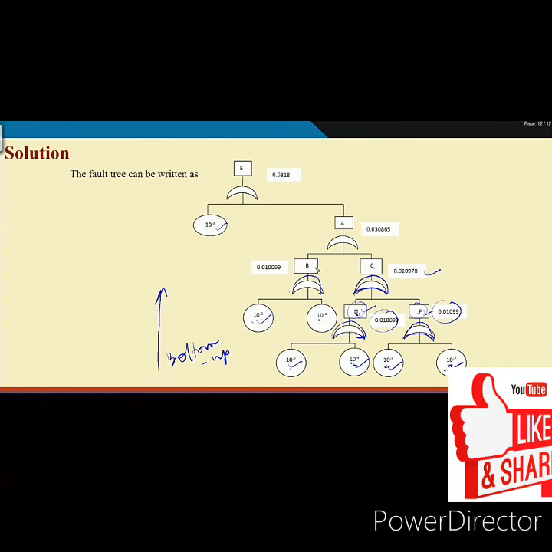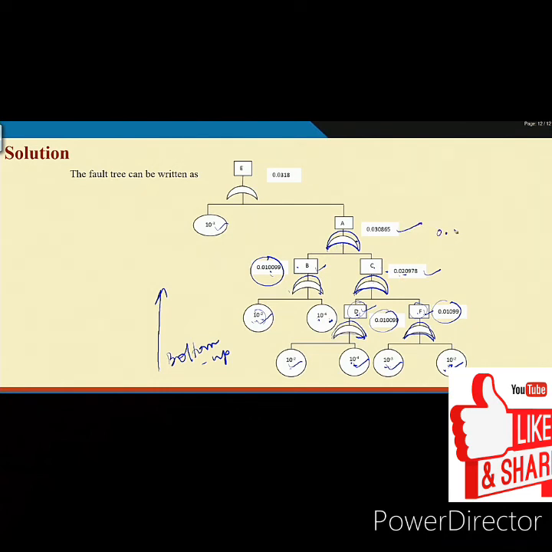Similarly, this side, probability of B will be 10 to the power minus 2 plus 10 to the power minus 4 minus 10 to the power minus 2 into 10 to the power minus 4. This will give you this probability. Now probability of B is known, probability of C is known. So, probability of A will be known, because again this is an AND gate. So, this plus this minus this into this gives you this.